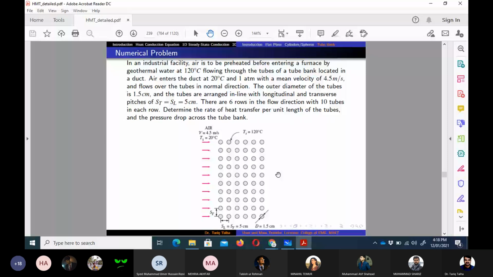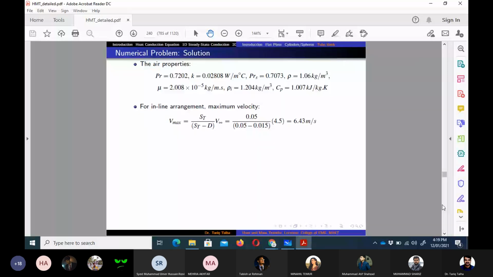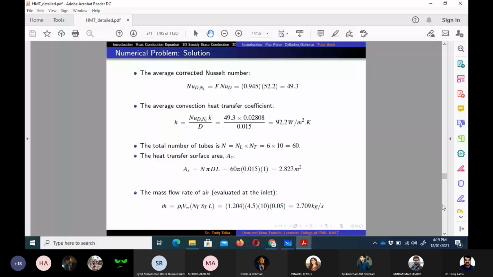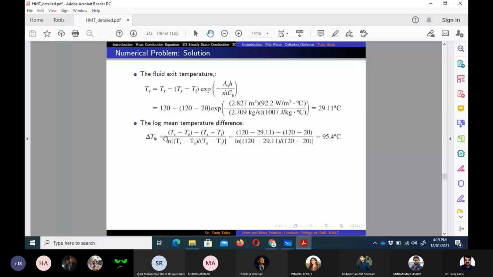So Te comes out to be 29.9, and then we can calculate delta T logarithmic, that is (Ts minus Ti) minus (Ts minus Te) divided by the log of the ratio (Ts minus Ti) divided by (Ts minus Te).